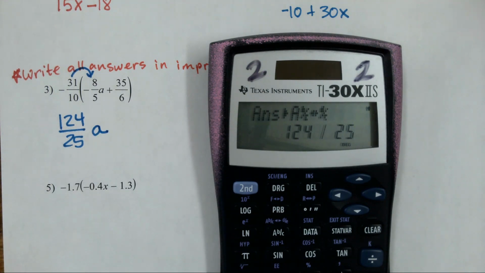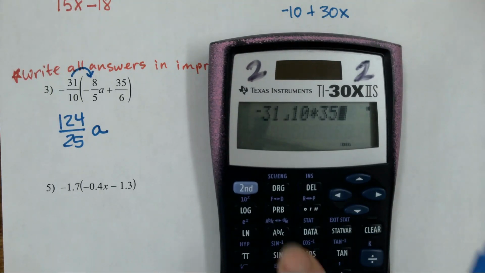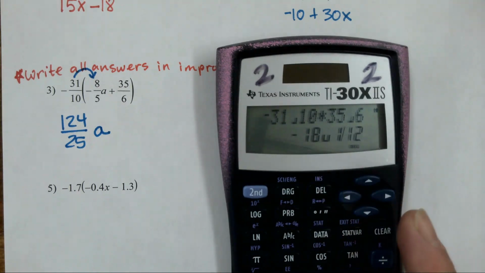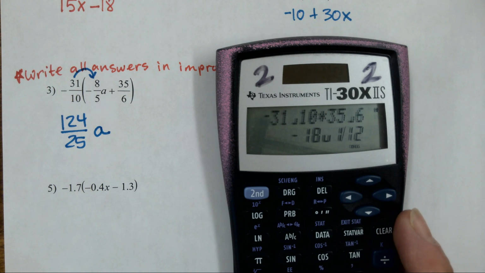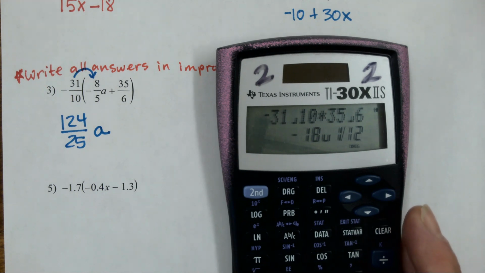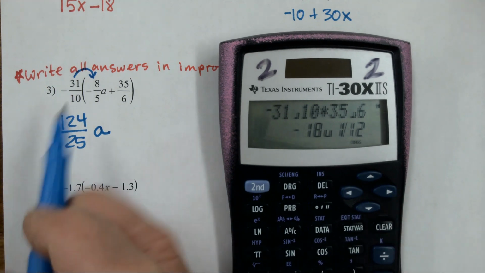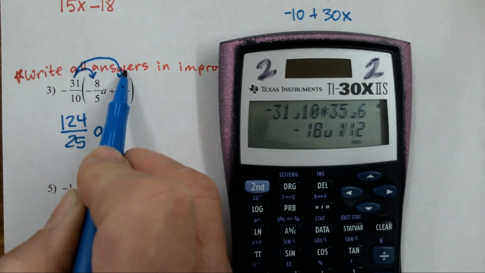Then I put the letter after it. I can't plug that in the calculator. Okay? Then I'm going to do negative 31 fraction 10 times 35 fraction 6. You lost me. I couldn't put it in the improper form? Okay. I'll let you get caught up here. Get the next one in, and then we'll talk you through that step.